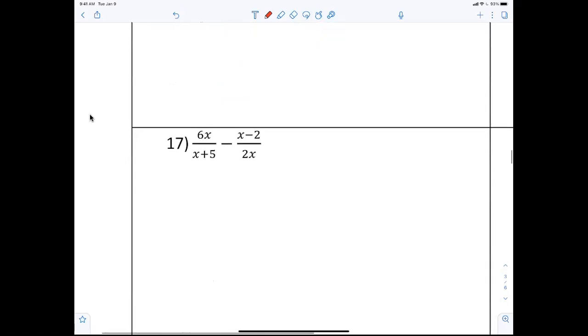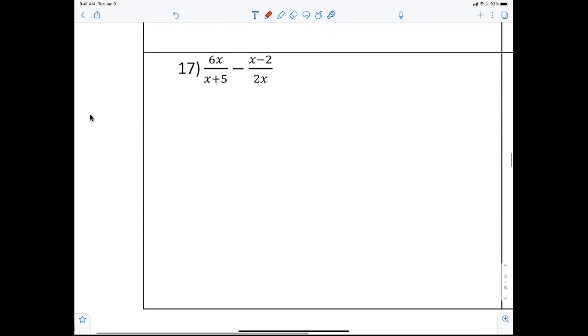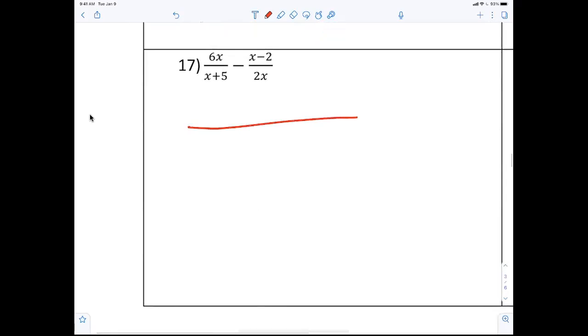All right, let's take a look at 17. I try to make this one a little bit trickier. What are we thinking about here? Common denominator. 2x plus 5 times 2x. There you go, finally. 2x times x plus 5. Keep in mind, these are individual quantities. The x plus 5 can't be grouped with the other one because there's addition.